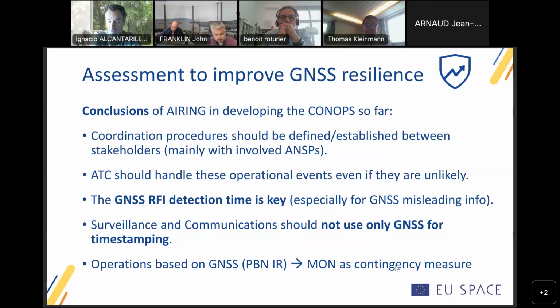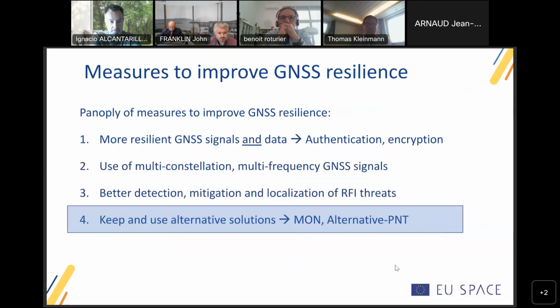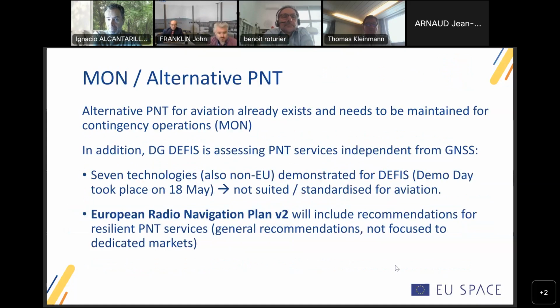And then, as you know, the operations based on GNSS, as it will be the case from 2030 according to the PBN IR, should keep a minimum operating network as contingency in case of contingency operations. Finally, on top of all these measures, we still need to keep an alternative PNT. This is the typical name we give for other sectors. In aviation, you call it a minimum operational network, but this needs to be maintained.